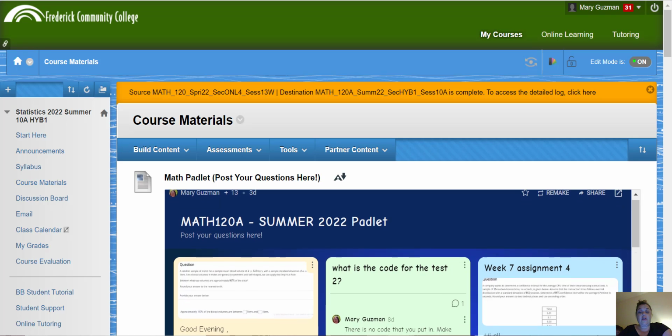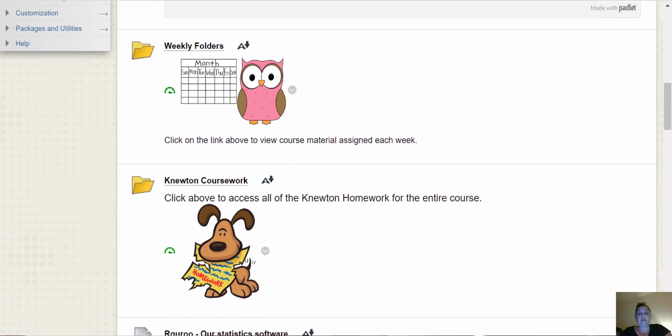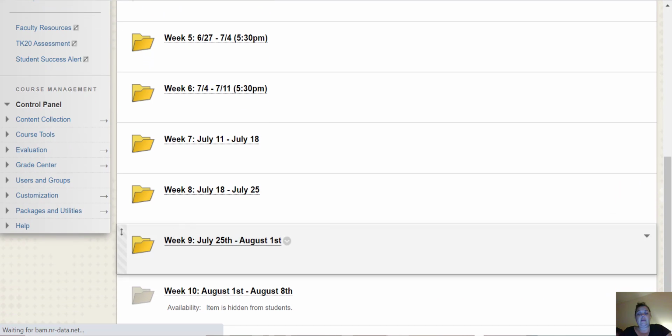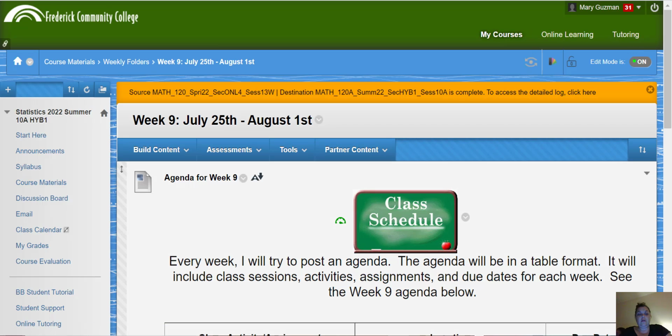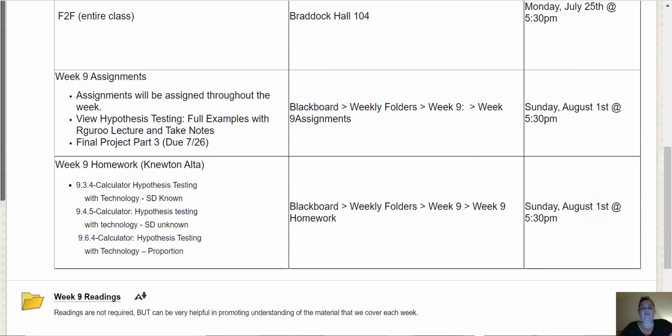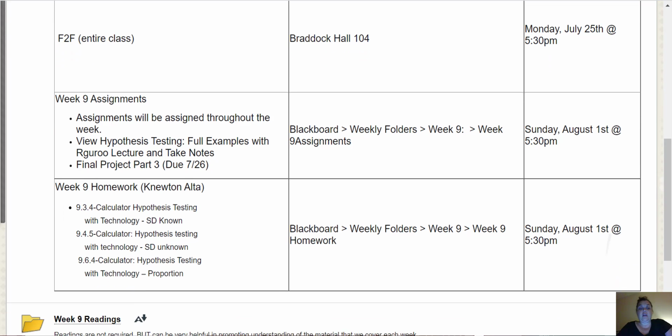We are continuing to cover hypothesis testing this week. So let's take a look at what we've got going on this week. Weekly folders, week 9. We've already had our class for the week. We didn't really have a new assignment because we worked in class. We worked on part 3 of our project.